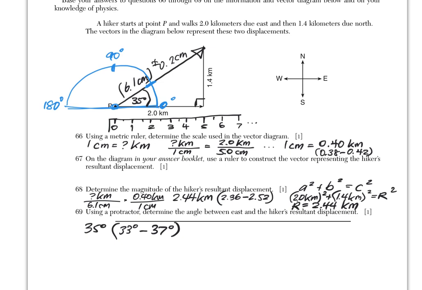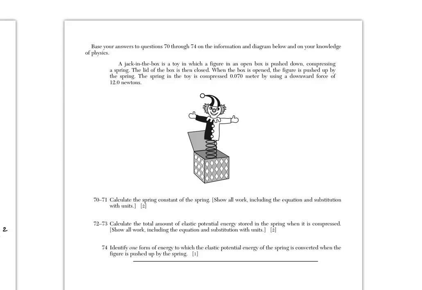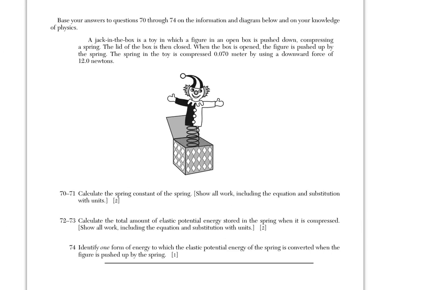It's plus or minus 2 degrees, no more, no less. All right, there's 69. There's your displacement question. Next question. All right, we have ourselves a Jack-in-the-Box. It says Jack-in-the-Box and a toy. It says 70 through 74, which is maybe obvious. It's the only question on this page.